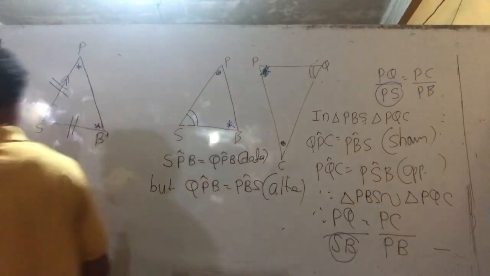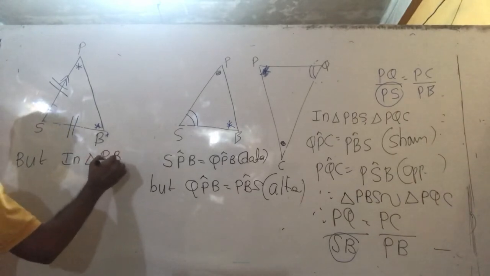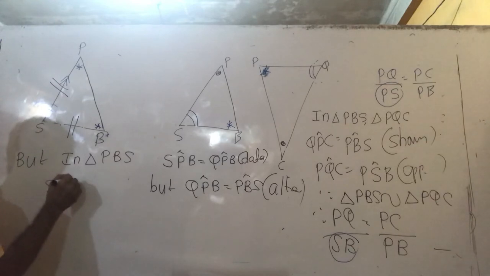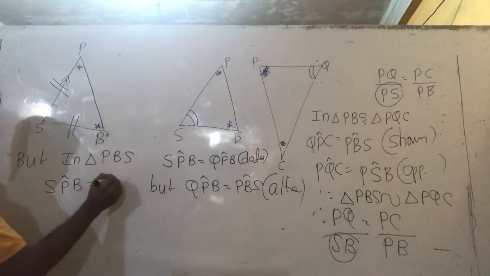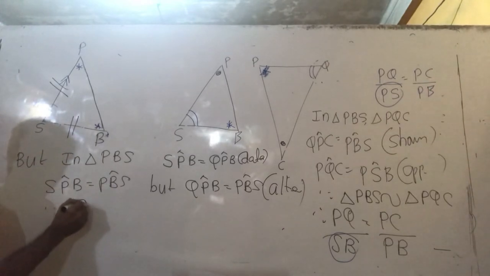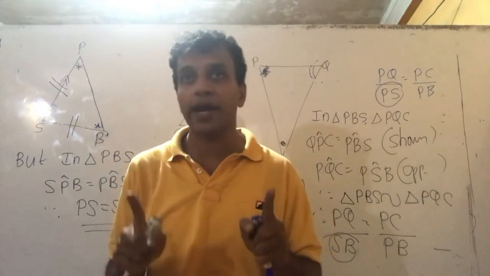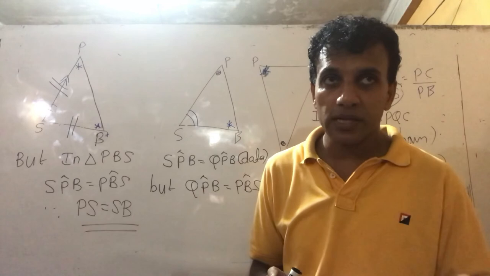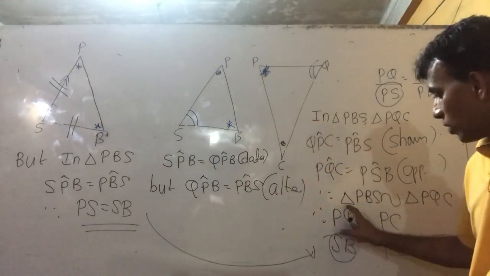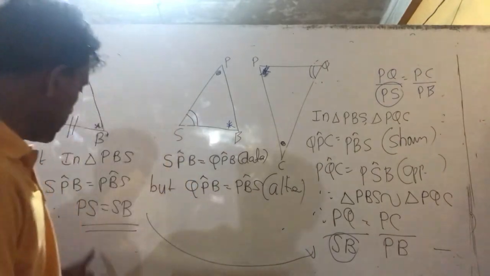Now write this: in triangle PBS, tell that these two angles are equal first. Angle SPB equals angle PBS. We showed it already. These two angles are equal. Therefore, PS equals SB, because of the isosceles triangle property. If two sides are equal, opposite angles are equal. If two angles are equal, opposite sides are equal. Then come once again to the answer. Again you write SP as PS, problem solved.